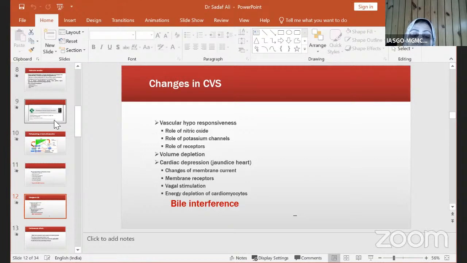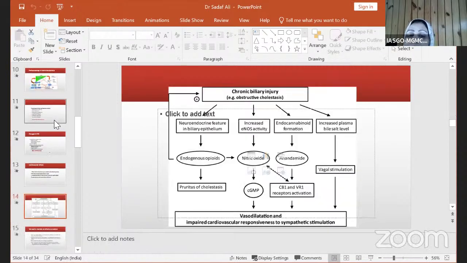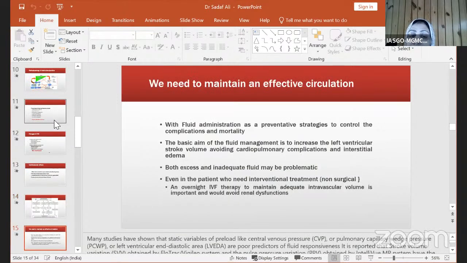The vascular hyperresponsiveness, volume depletion, and cardiac depression, which is cardinally known as jaundiced heart, actually occurs due to direct bile interferences. The volume depletion is also because of loss of thirst, increased ANP, and diuretic natriuretic effects of bile salts, leading to the end result of vasodilatation, and there is very decreased responsiveness to sympathetic stimulation.